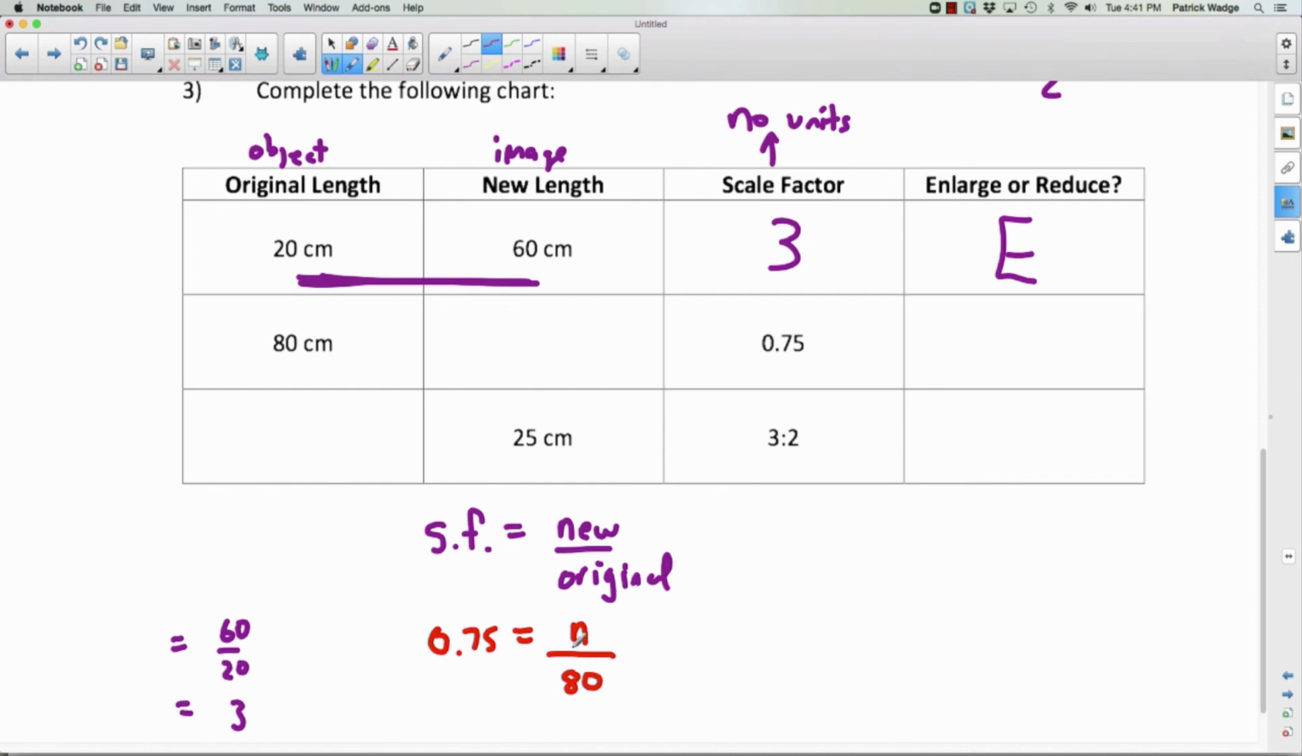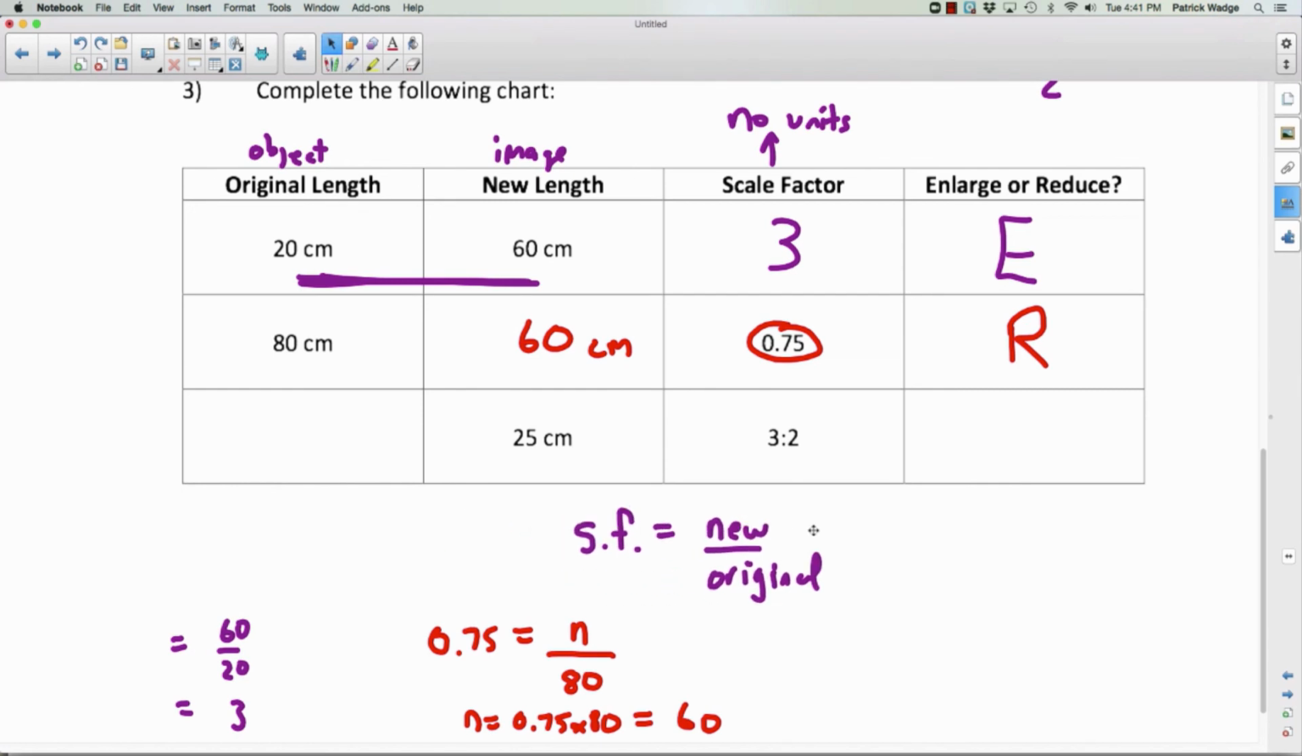Looks like algebra. I have n divided by 80. So what are you going to do? You're going to multiply both sides by 80. So I get n equals 0.75 times 80. And if you multiply that, you get 60. So we know that this one here is 60 centimeters. Okay, it was 80 and then it went to 60. Got smaller, that's a reduction. Or if you like, 0.75 is less than 1, so that's a reduction.